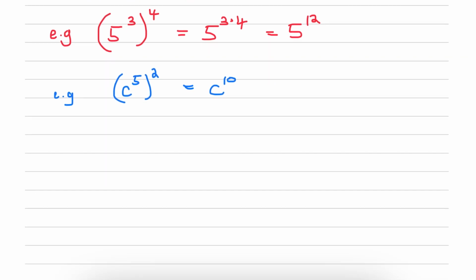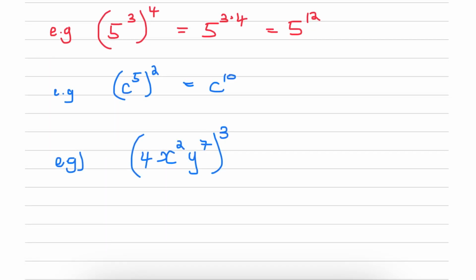Another example might be 4 times x to the power of 2 times y to the power of 7, and all of this being cubed. So what we're going to do is take this outside exponent, the 3, and we're going to raise each of these parts of the term to that same power.